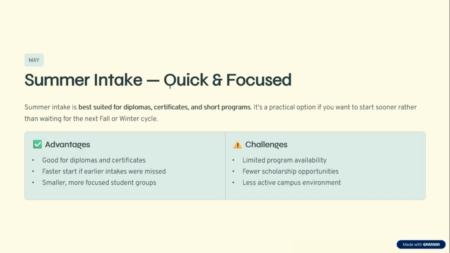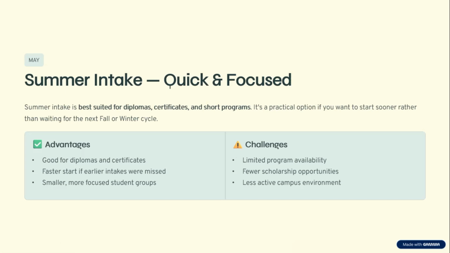So that's if you missed both the fall and the winter intake, and you don't feel like waiting, if you're eager to go, then you might try this. But it's not really like that. There are very few, smaller, focused student groups. Also, the programs have limited availability. The programs they have are very small and focused. It's very important to understand this limited program availability for your scholarship opportunities, and a less active campus environment.